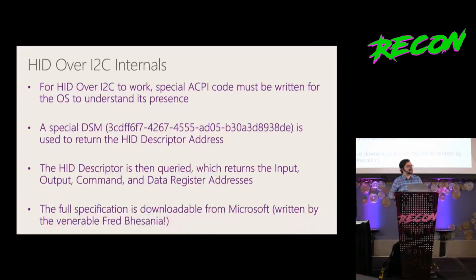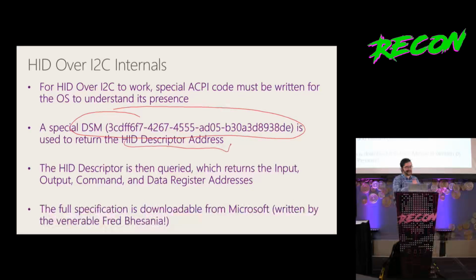Now, unlike real USB devices, which can be discovered and scanned for, HID over I2C requires some ACPI special sauce. Because an I2C bus doesn't get discovered, you have to hard code it somewhere in the device descriptors. So in ACPI, you have to have code there that exposes the device, and you have what the ACPI standard calls a device-specific method, which has that GUID. This is all in the ACPI standard, and this is supposed to return something called the HID descriptor address.